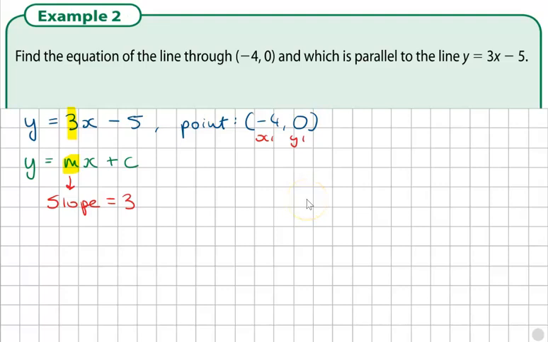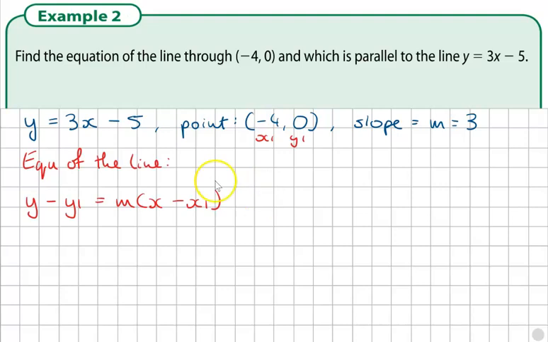So we're going to sub into the equation of the line formula. And this is the equation of the line formula from our formula books. So y minus y1 equals m times x minus x1. So we can replace the m with 3 because the slope is 3. It's going to have the same slope as the original line because they're parallel. Parallel lines have the same slope. We replace the x1 with minus 4 and the y1 with 0.